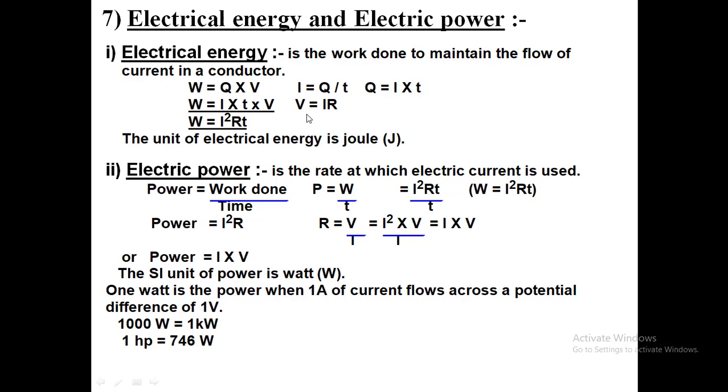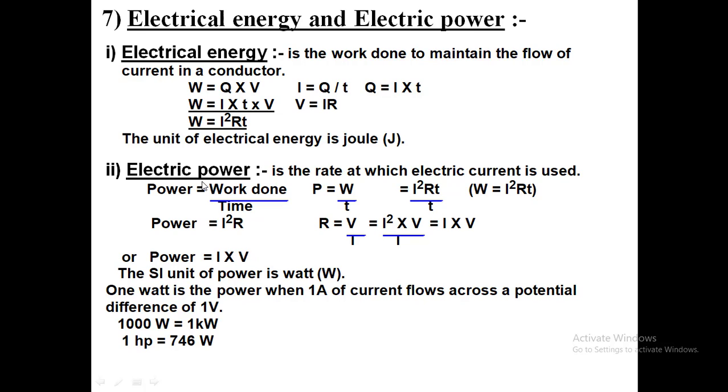Now by using Ohm's law, V is nothing but I into R, because every conductor will have certain resistance. So V equal to I into R. Substitute the value here, and you are going to have the expression W equal to I square RT. So this is the electrical energy stored in a conductor. Now what is the SI unit of electrical energy? Any energy is measured in terms of joule. So the symbol is capital J, which is a scientist's name.